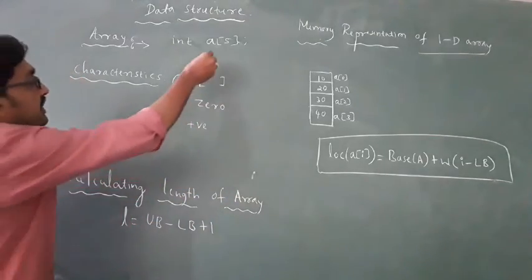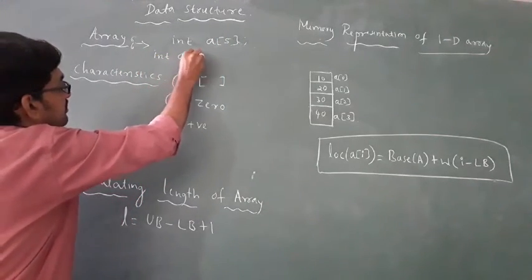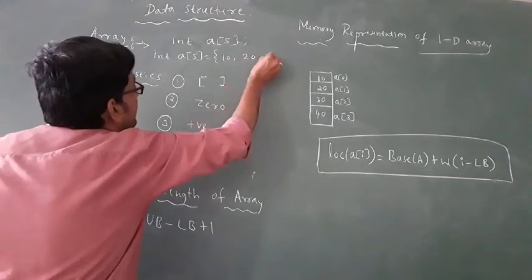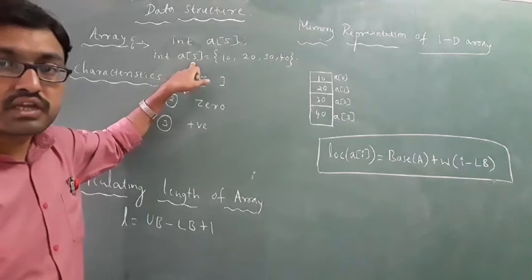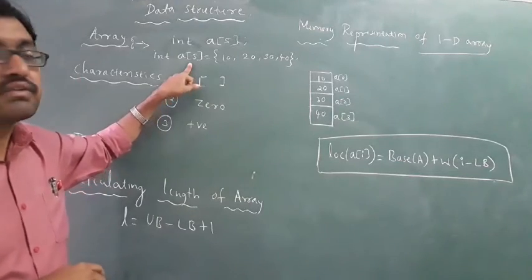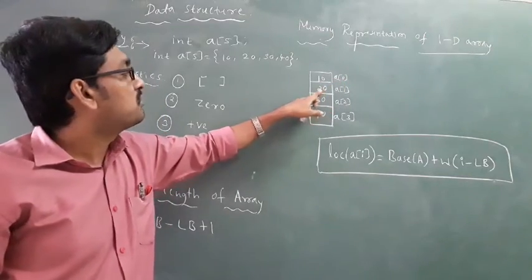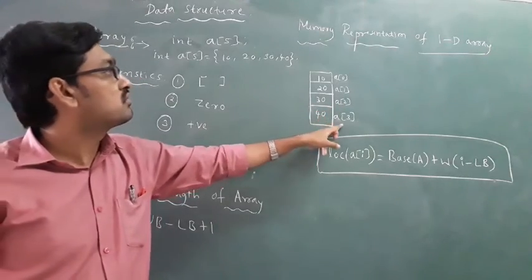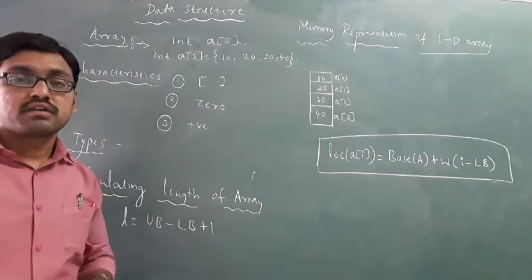First, for example, how to give the values. For example, I am taking int a[5] equal to 10, 20, 30, then 40, like this. Where will the first 10 be stored? In this, an array always starts with a[0]. First 10 will be stored in a[0], 20 in a[1], 30 in a[2], 40 in a[3], up to a[4] you have elements.